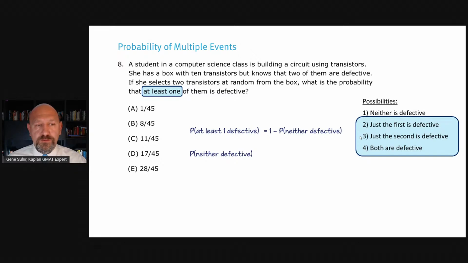Well, how do we get neither to be defective? That would mean the first transistor you pick is not defective. There's 8 of those out of 10. The other one you pick, and here, dependent probability, you can't pick the same transistor twice. The second one then, out of the 9 transistors left, 7 of them would be non-defective. We multiply those together, and can reduce the fraction certainly. 8 over 10 is 4 over 5. And we have 28 over 45.